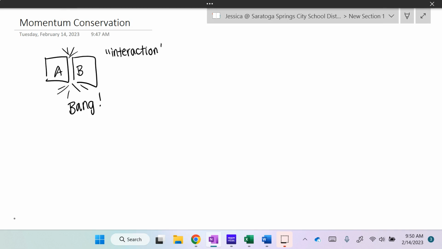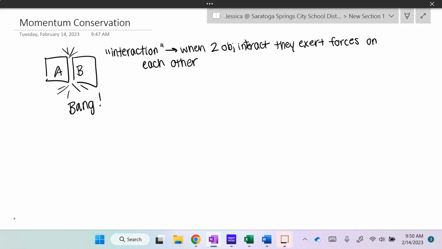And basically, when two objects interact, they exert forces on each other. Okay. Now, we've talked about how those two forces compare, right?